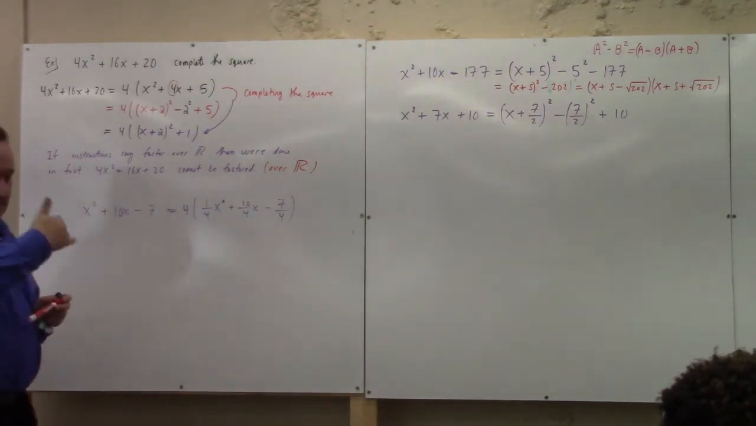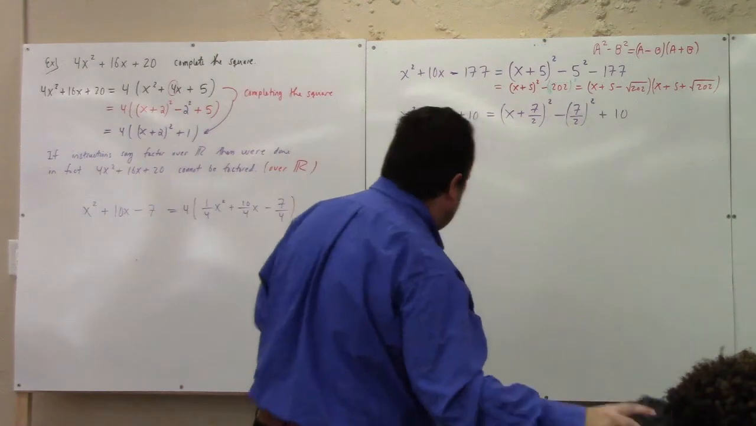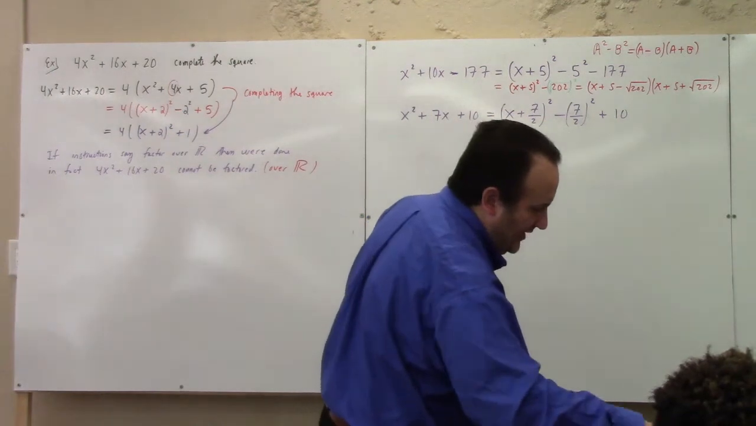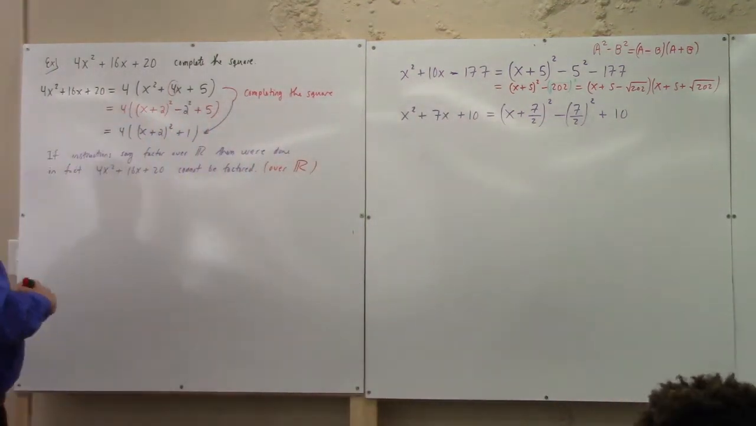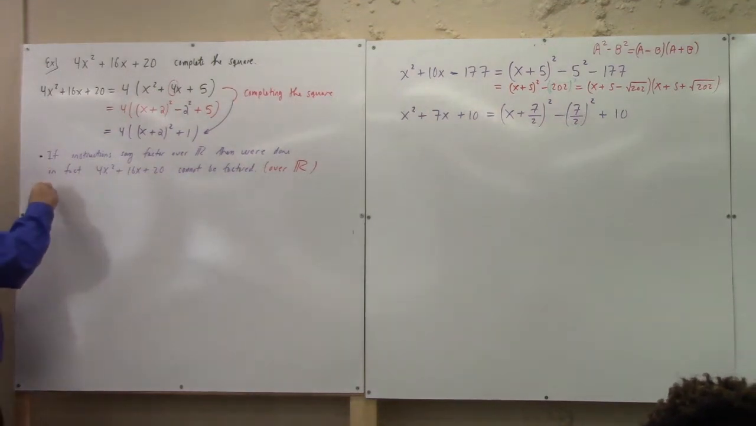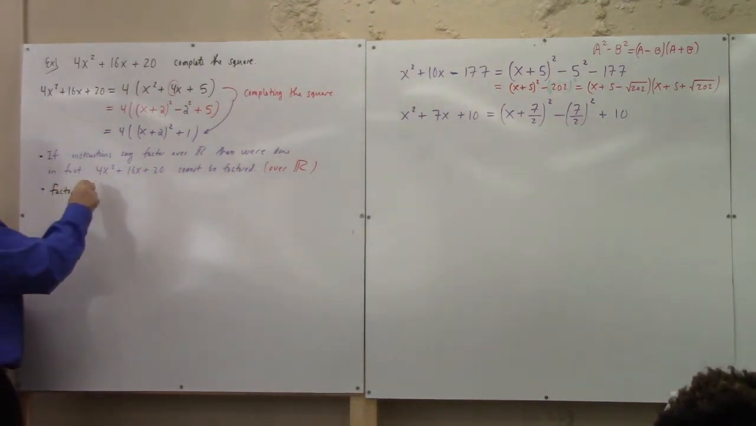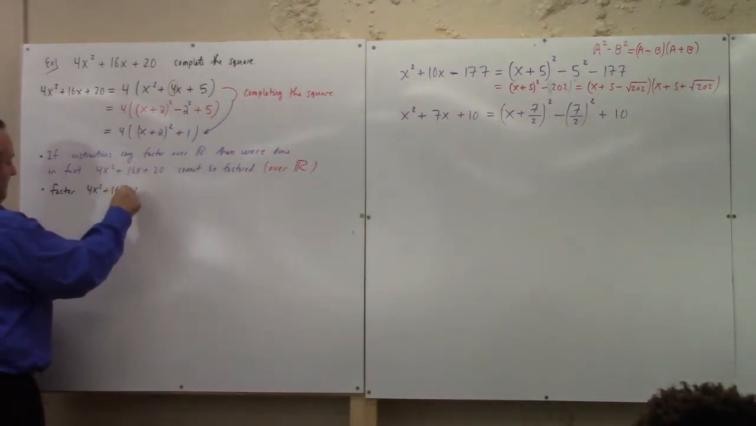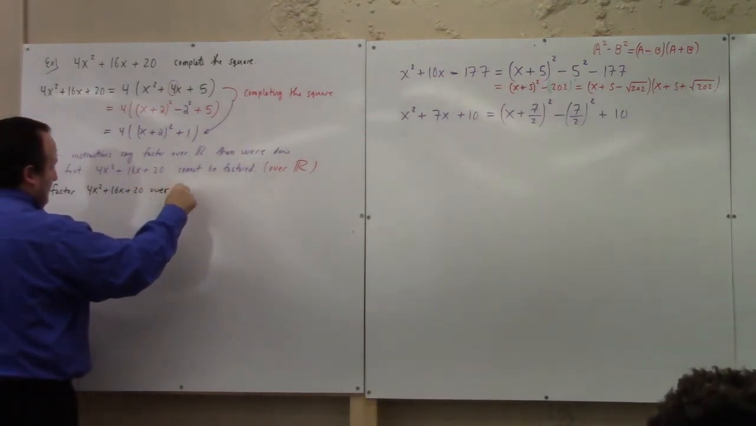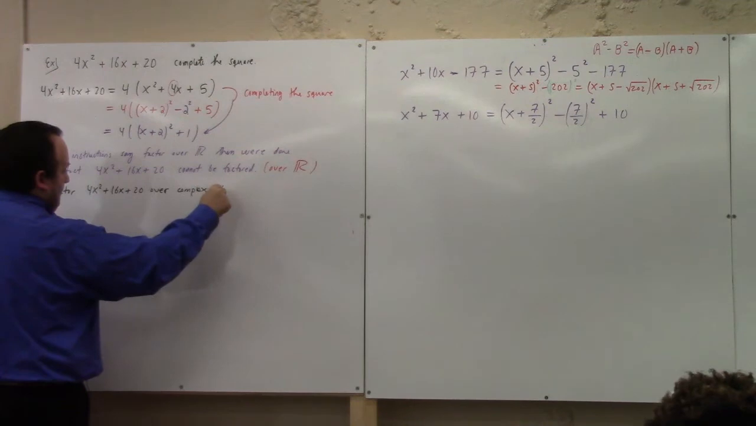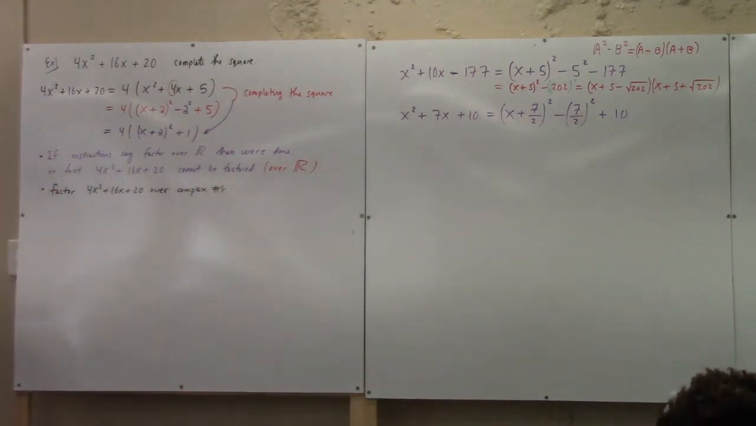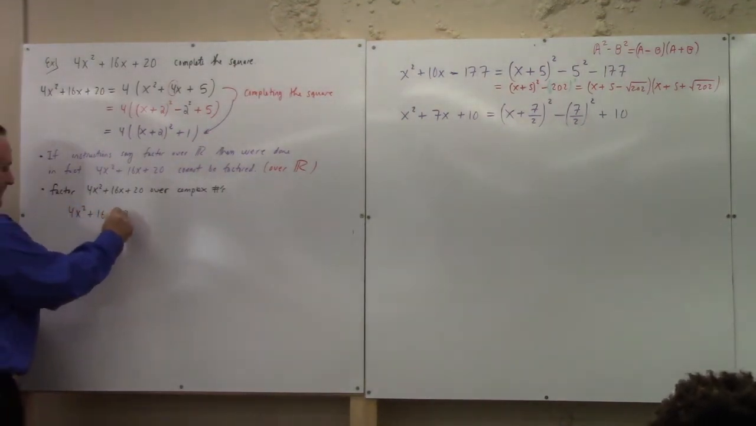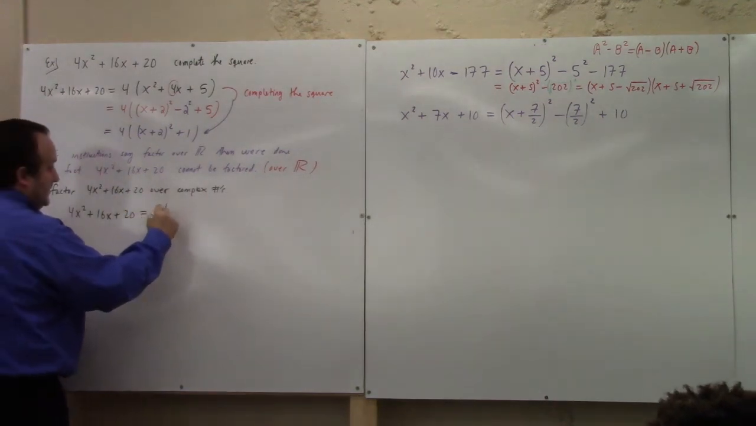So you might guess what I'm about to say, because we have talked about complex numbers, right? What happens if the instructions aren't over the reals? What if the instructions just say factor 4x squared plus 16x plus 20 over complex numbers? How is it different? Well, the algebra is the same. You still have 4x squared plus 16x plus 20, and you can still pull the 4 out, right?